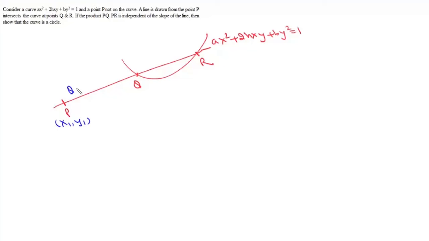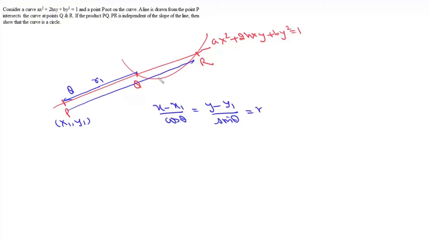So any general point on this line, we can write as (x minus x1) upon cos theta equals (y minus y1) upon sin theta, and it is equal to r, where r is the distance from this point. Now suppose the distance of Q is r1 and the distance of R is r2. Any general point we can write as x1 plus r cos theta and y1 plus r sin theta.